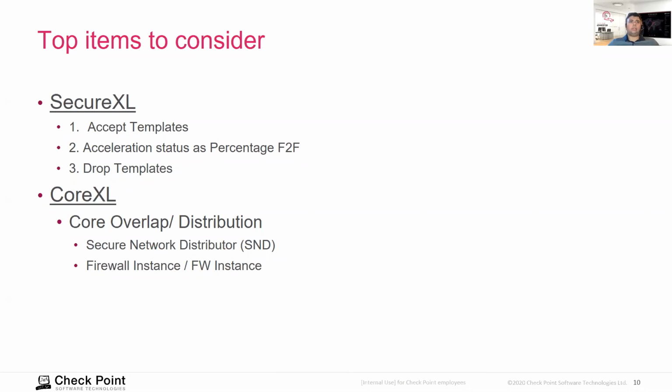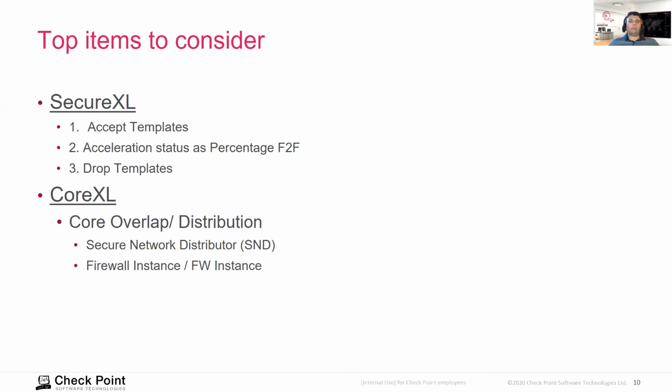And the checks that it's actually going to perform is accept templates, are they enabled? Drop templates, are they enabled? And then your overall acceleration status percentage as part of the forward to firewall. So let's talk a bit about what those are and then why you might see a failure.